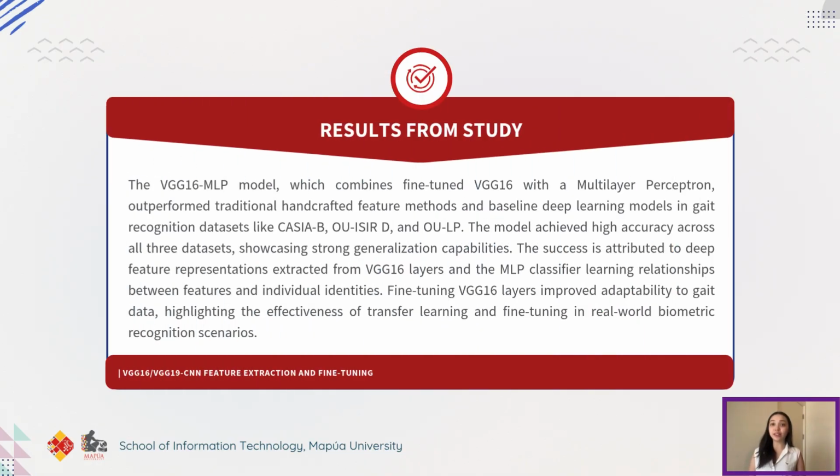Our research showed that the VGG16 MLP model consistently outperformed traditional gait recognition methods that relied on handcrafted features. On benchmark datasets like CASIA-B, our model achieved high accuracy and generalization across different walking conditions. This success can be attributed to both the powerful features extracted by VGG16 and the careful fine-tuning process we applied. Compared to baseline models and older algorithms, our deep learning approach required less manual tuning and delivered more robust results across variations in clothing, speed, and angle.